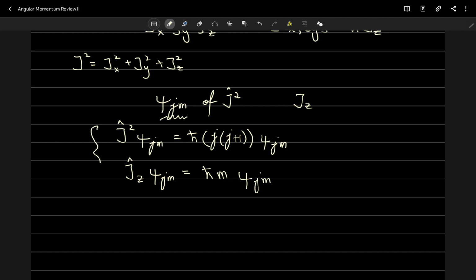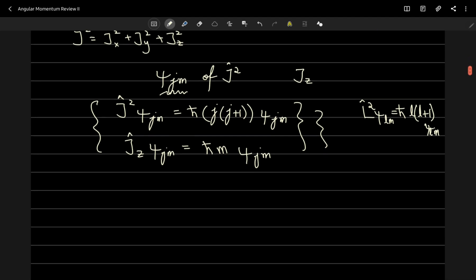These are similar equations to the ones we had for L. For the orbital angular momentum, L squared acting on psi lm would give you h bar squared times l into l plus 1 and your eigenfunctions back. So it's the same kind of expressions.